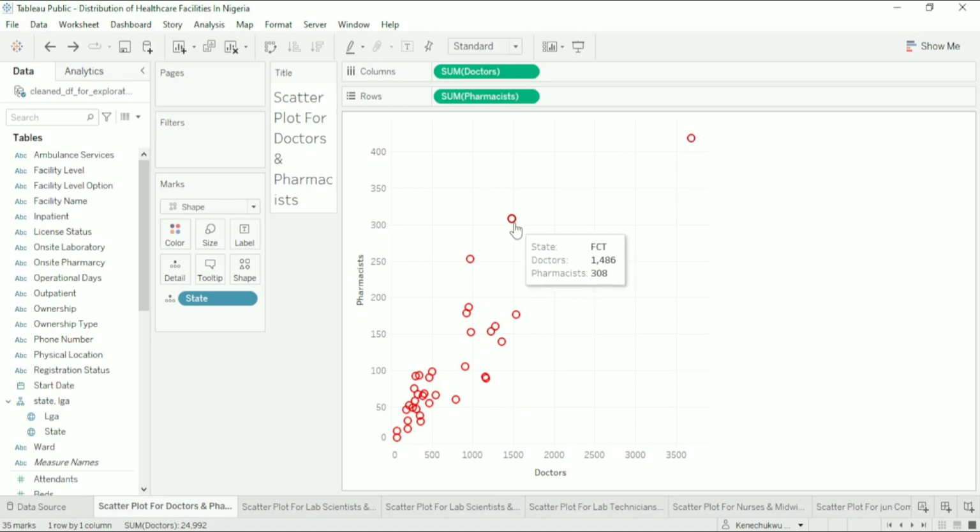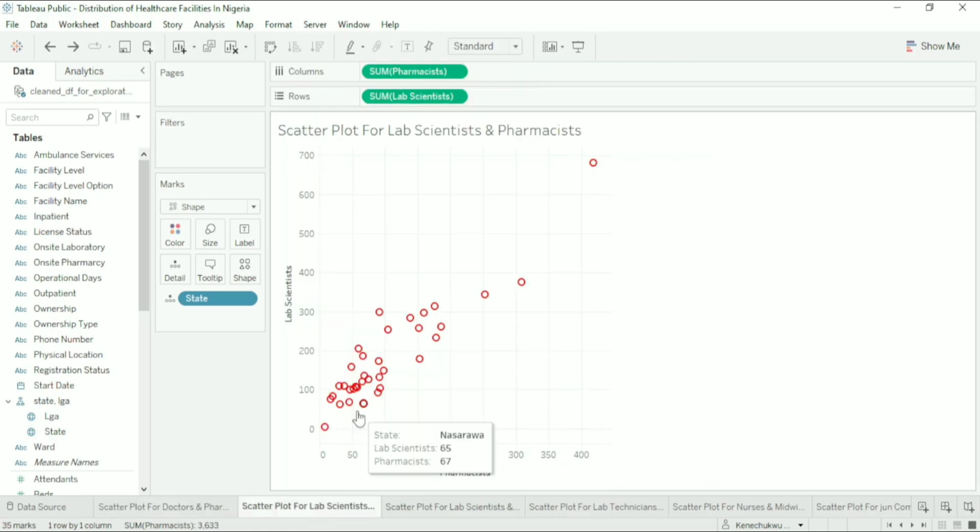So we also have this outlier too. There's another, FCT Abuja, which is also true because FCT is the capital. So after Lagos, the next developed area is FCT, which is Abuja. Then we have Kaduna and others. Okay, let me go for the next one. Even this one is also correlated, between lab scientists and pharmacists too.